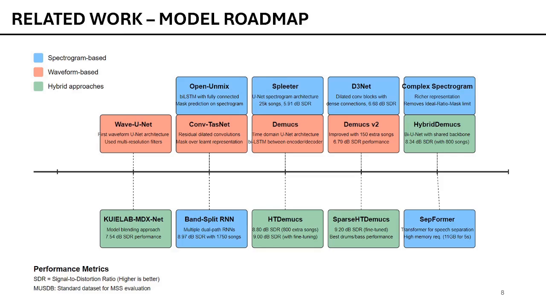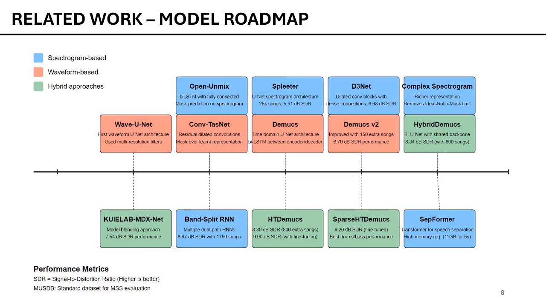This model uses a three-layer bidirectional LSTM network to predict magnitude spectrums of target sources. Spleeter, a U-Net architecture trained on a massive dataset of 25,000 song extracts. Its ability to separate audio components with high precision made it a game changer in this field.